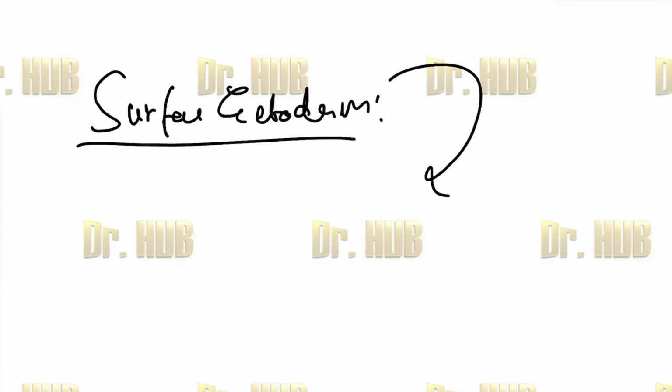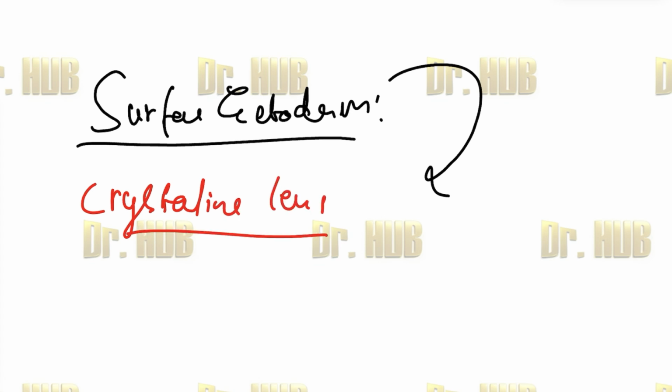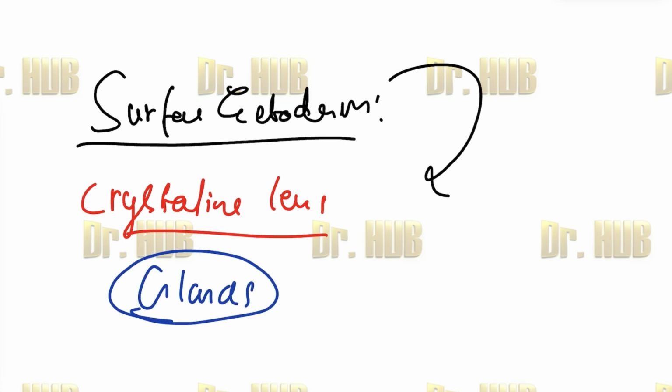Now let's move on to the surface ectoderm. So what about the surface ectoderm? The surface ectoderm contains the crystalline lens. Then there is also the presence of glands, as well as the presence of the epithelium.